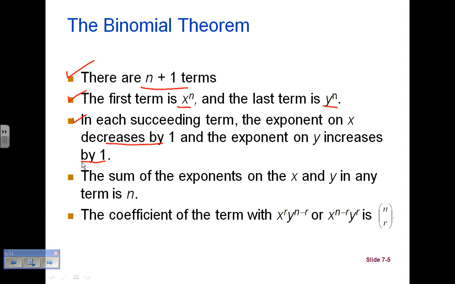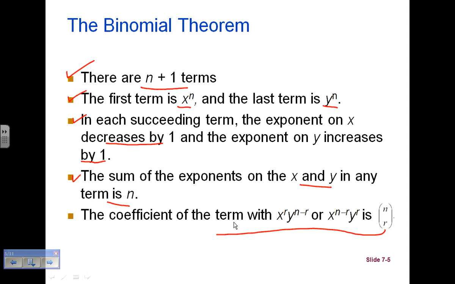Check. I just said you go in the front, work your way down, go to the back, work your way up, fill in the coefficients. The sum is always the power of n. Fantastic. And the coefficient of the term x to the n minus r, y to the r, is n choose r. N choose r. That's what I thought I did.